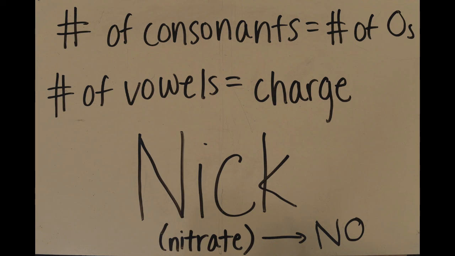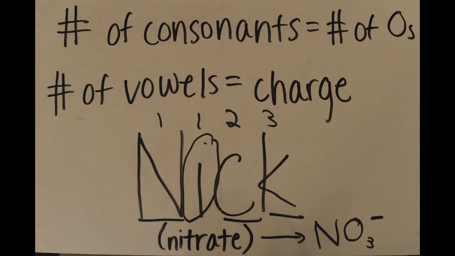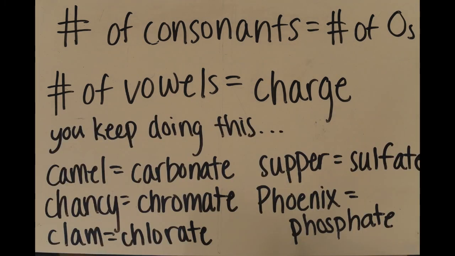N is nitrogen. If we count the consonants, there are 3 of them, so we know that there are 3 oxygens. If we count the number of vowels, there's only 1, so we know that it has a charge of -1. Continue like this for the rest of the words, and the polyatomic ion equivalents are shown. Now you have less to memorize.